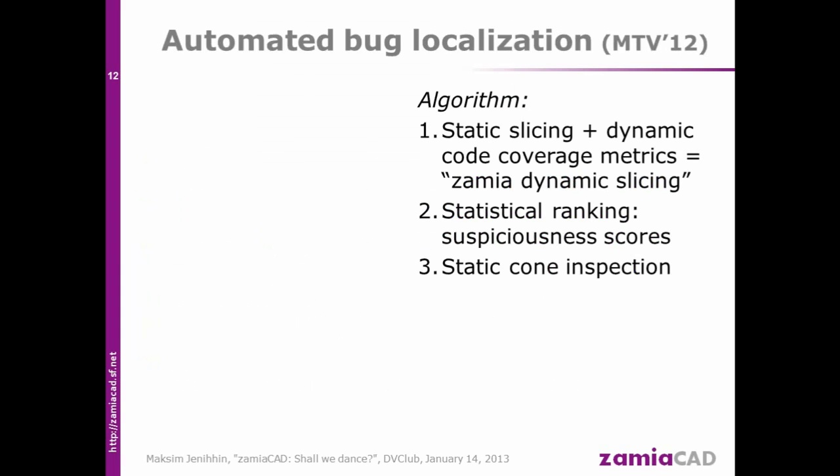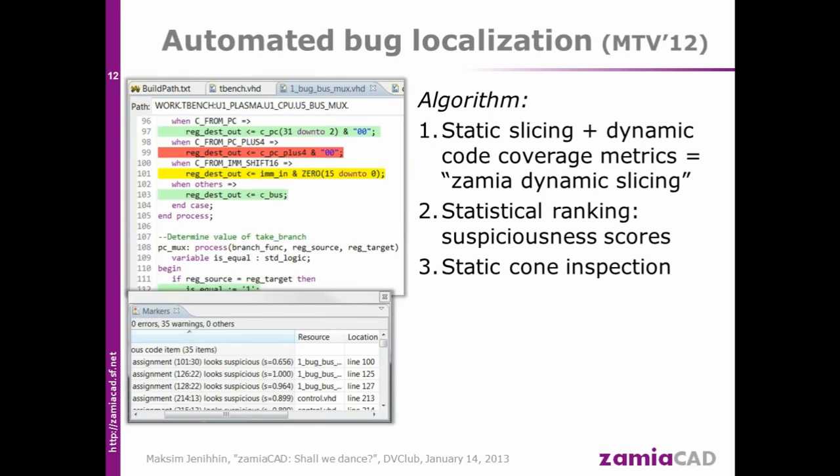So here's a little bit of research. I'll show it in my demo, but actually in one paper that I presented a month ago in Austin, we have proposed an approach for automated localization of design errors. It's based on static slicing plus dynamic analysis of code coverage metrics such as statements and conditions. And then we do statistical ranking based on diagnostic tests that we have, and we can assign suspiciousness scores to some statements. And then we can also do static cone inspections.